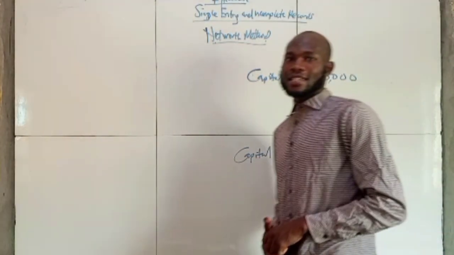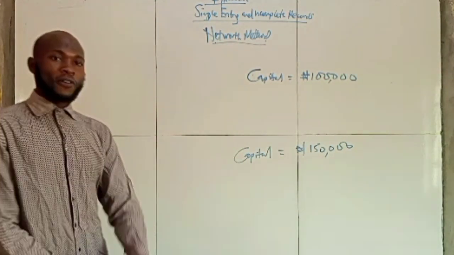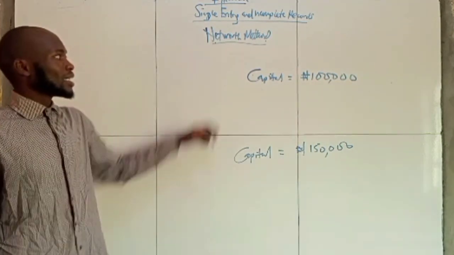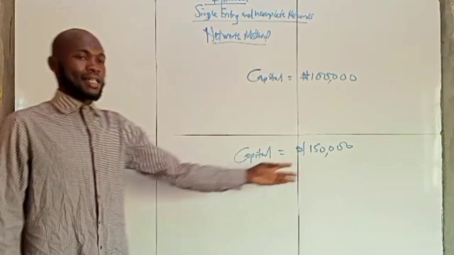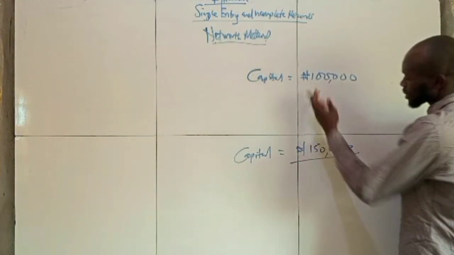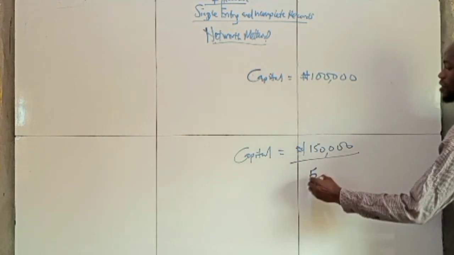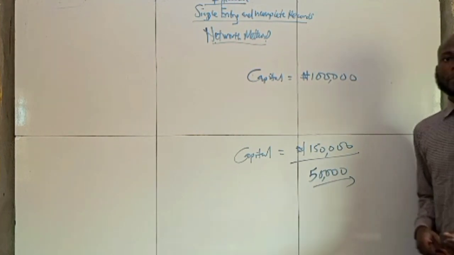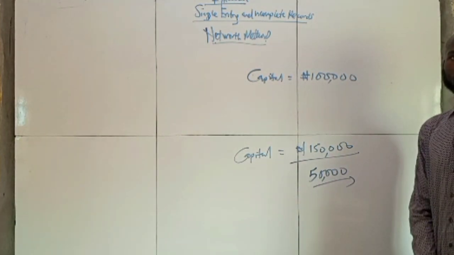In this particular case, the only thing we have to do is ensure that we calculate the profit, and the profit can be actualized by deducting the amount of money used to commence the business from the closing balance. So in that sense, we are going to have 150,000 minus 100,000, which is going to give us 50,000. This particular amount will be considered the profit generated during a particular business year.